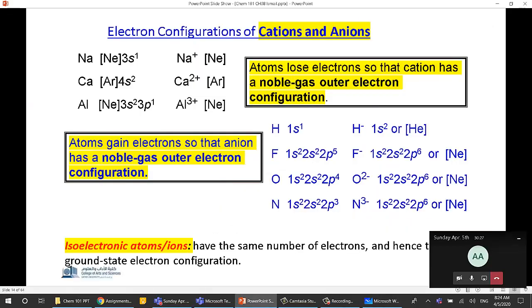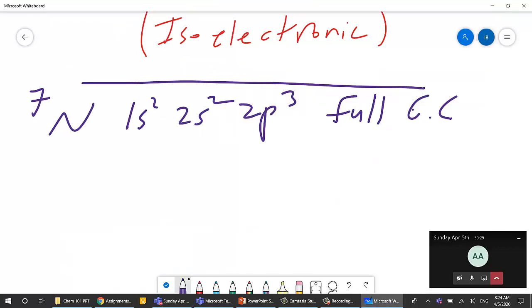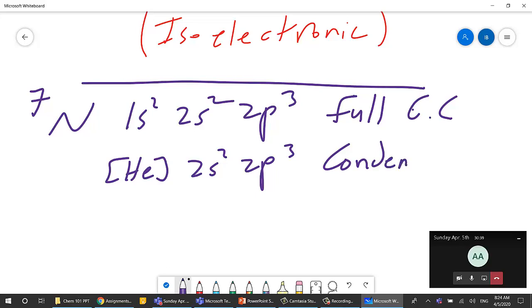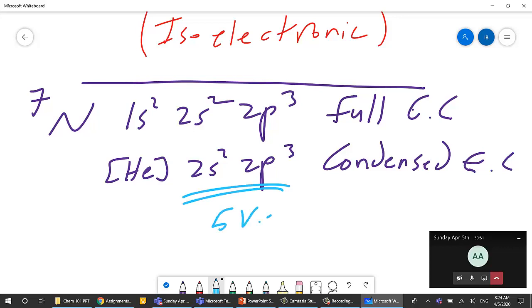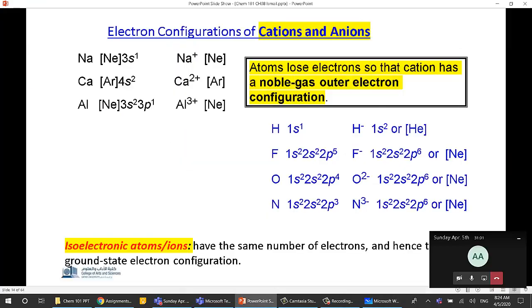you will find that 1s2 is helium. So this is helium, and then 2s2, 2p3. This is called the condensed electronic configuration, like condensed milk. The nice thing about the condensed electronic configuration is that you can tell the valence electrons right away. This has 5 valence electrons. So we usually write the condensed electronic configuration to make it easy to write down and also to know the valence electrons right away.